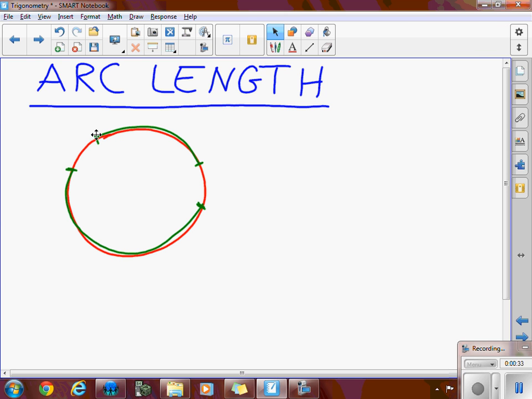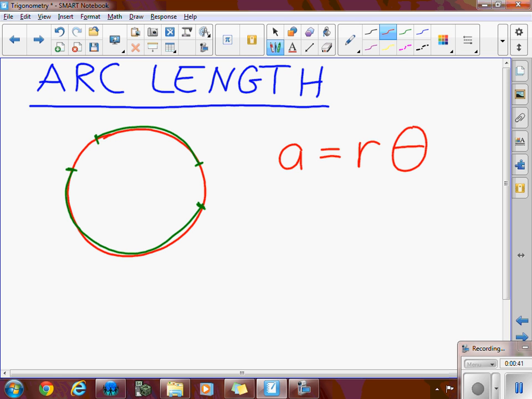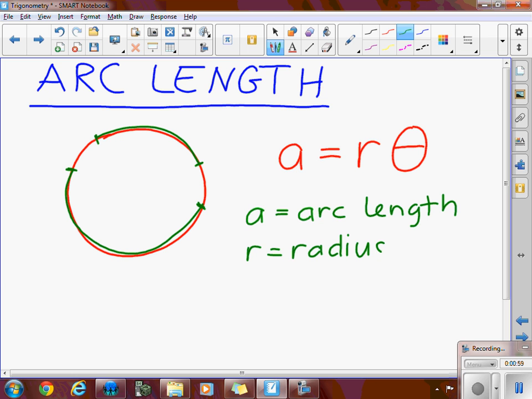The arc length formula that we talk about in Math 30, and it's found on your formula sheet, is arc length equals the radius of the circle times the angle we're measuring in. So A is the arc length, R is the radius of the circle, and theta is the angle that we're using or talking about, but this has to be in radians.